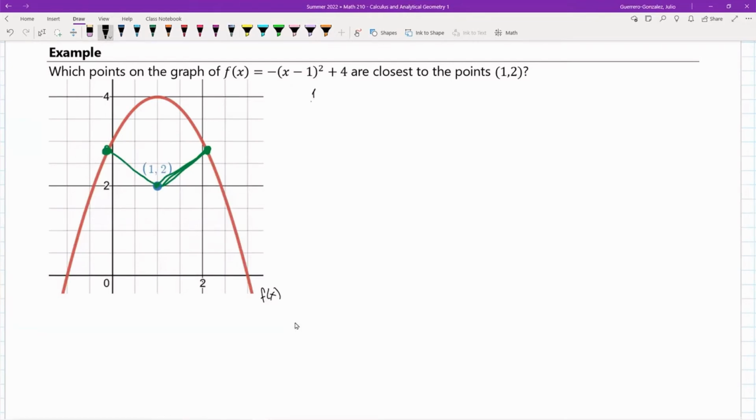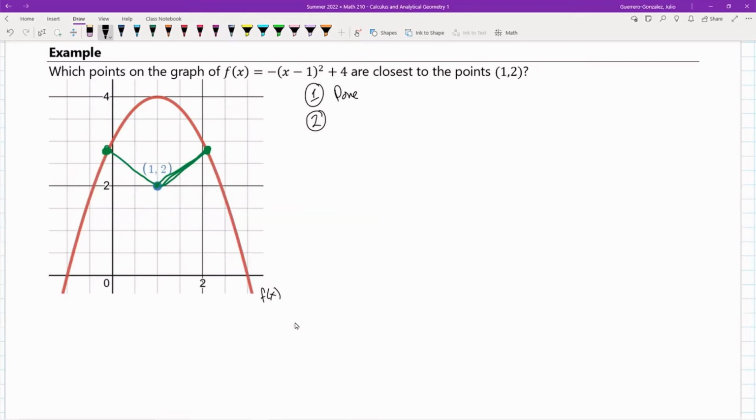So step one is done. We talked it out. We want to minimize the distance, right, between 1, 2 and the rest of the graph. What point is the closest, right? Okay. Step two, we're going to devise a plan now, right? So we know what we need to do. We need to minimize that distance.